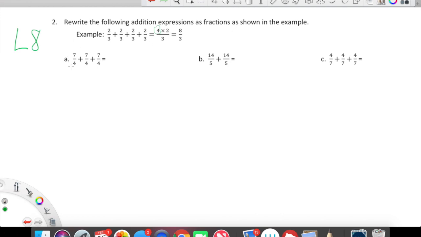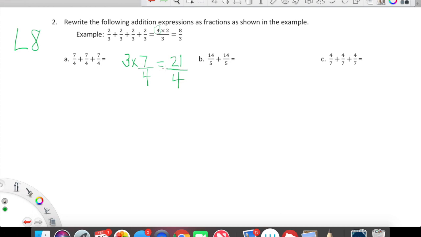So here in A, we have 7/4 plus 7/4 plus 7/4 equals, well, how many copies of 7/4 do we have? We have 3 copies of 7/4. That is equal to, well, multiply 3 times 7, that's 21. 21, and then what do we have at the bottom? We have 4. That's going to be the denominator.